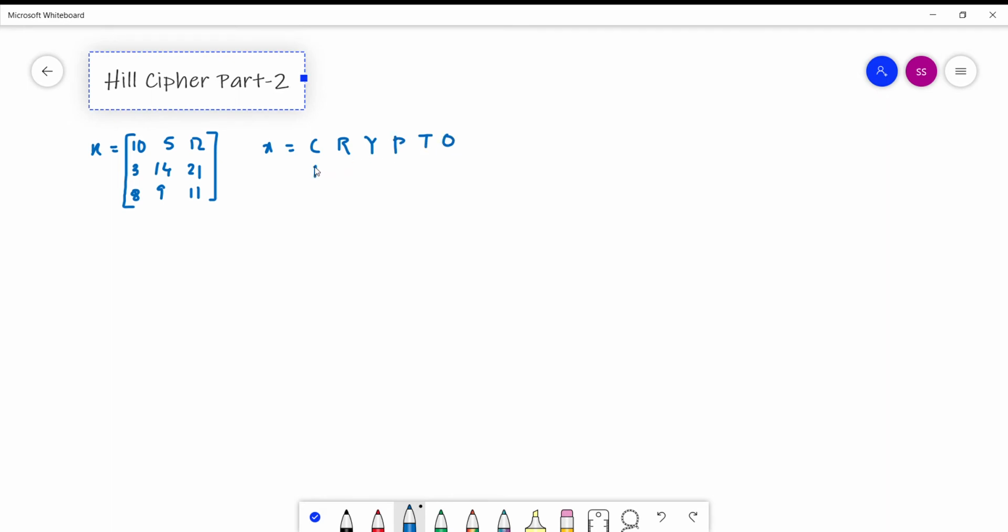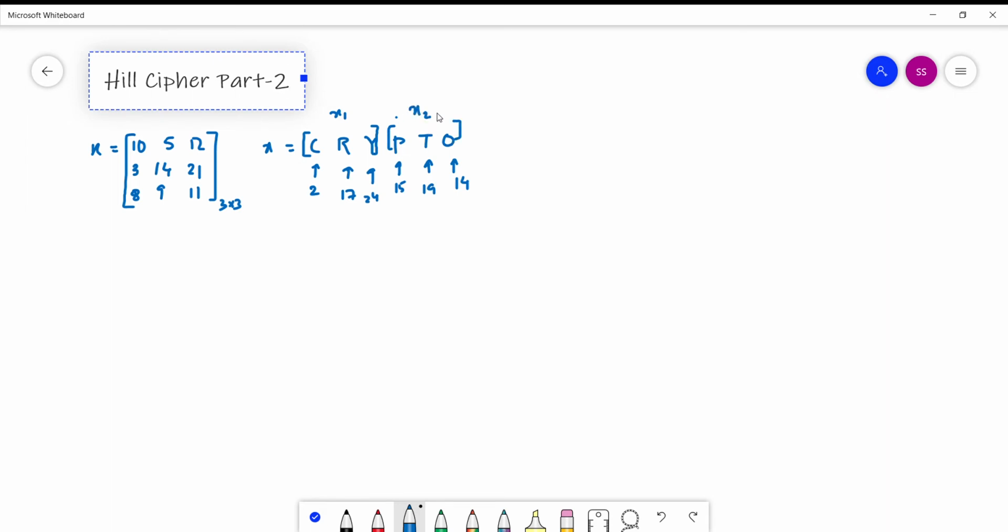If you see the table, the value for C is 2, R is 17, Y is 24, P is 15, T is 19, O is 14. As we know, if the order of my key is 3 by 3, I have to choose my plaintext in the order of 1 by 3. So I will divide this plaintext in order of 1 by 3. This will be my first plaintext, let's say x1, and this is my second plaintext.